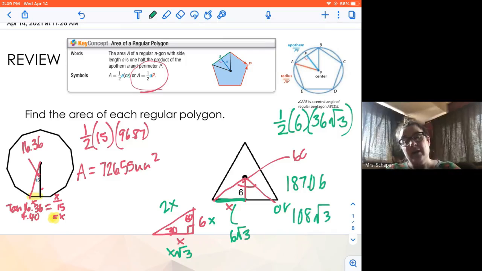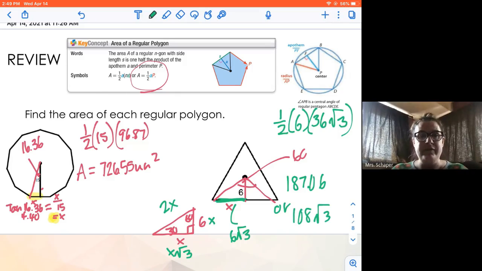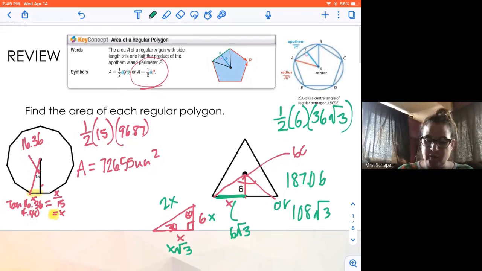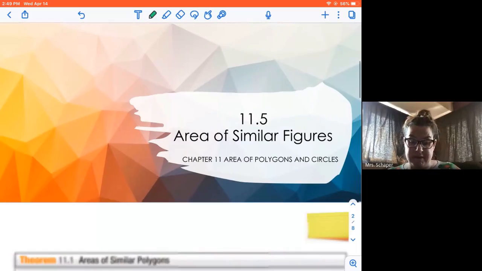So again, kind of reviewing, how do we find the area of a regular polygon? Pulling a lot of material in. Okay, so now area of similar figures. Let's go to town with this.